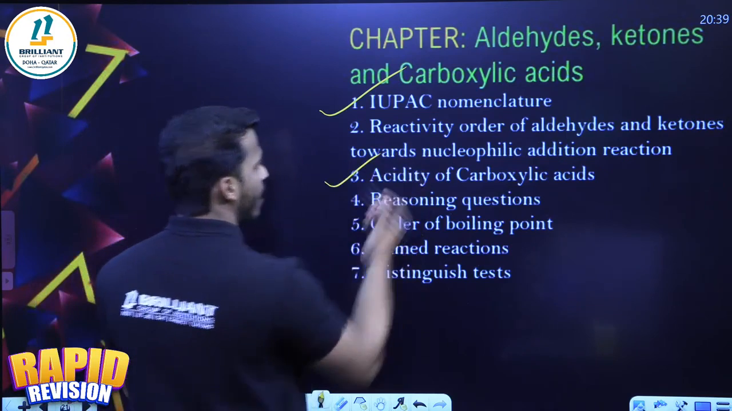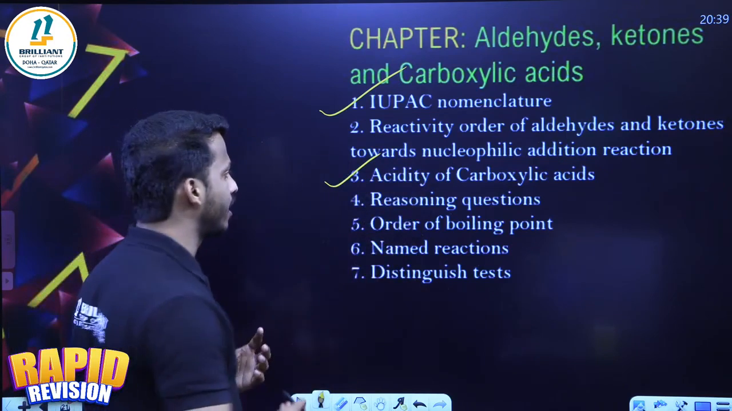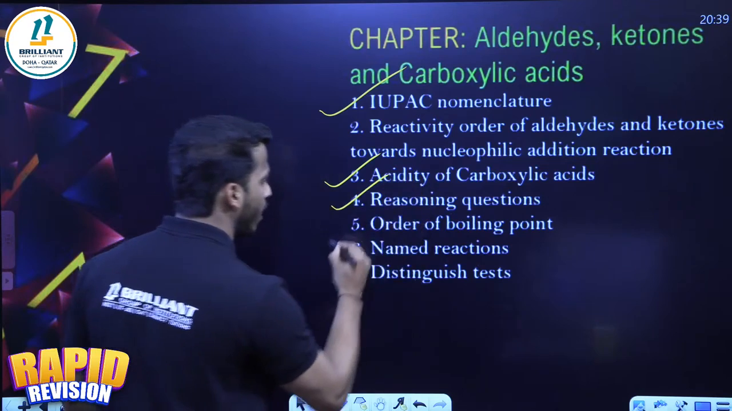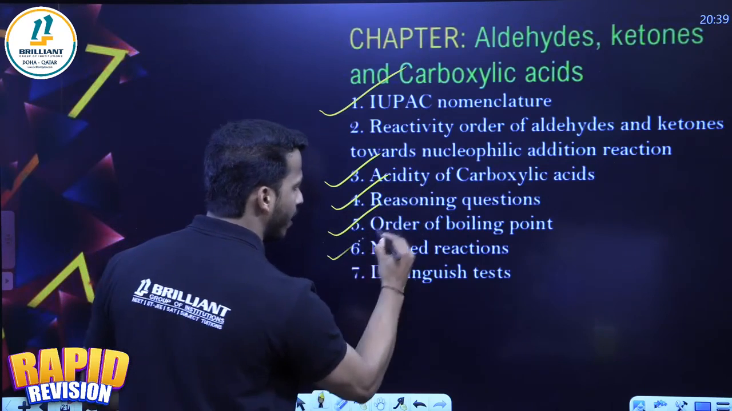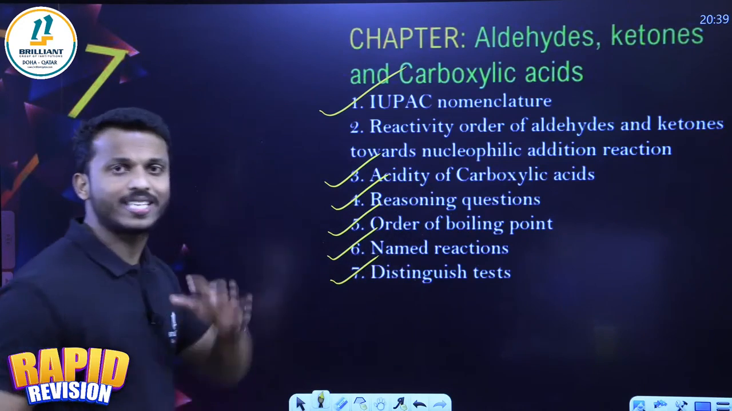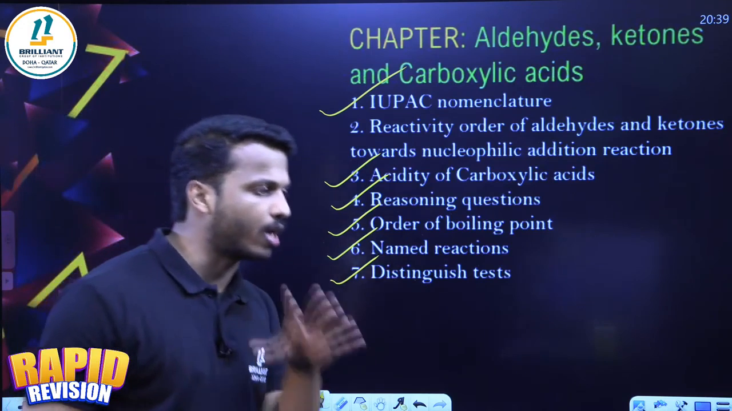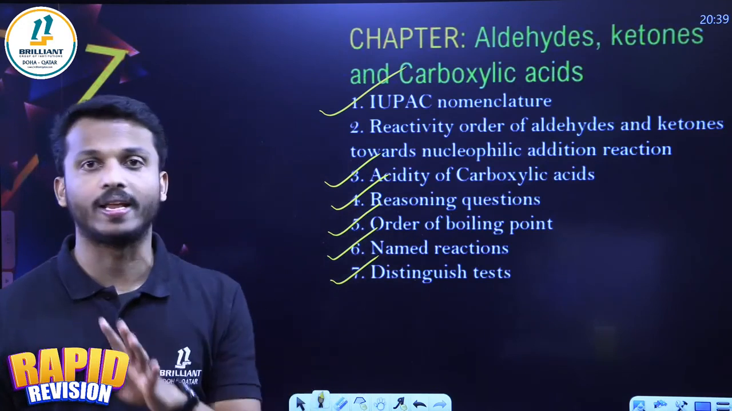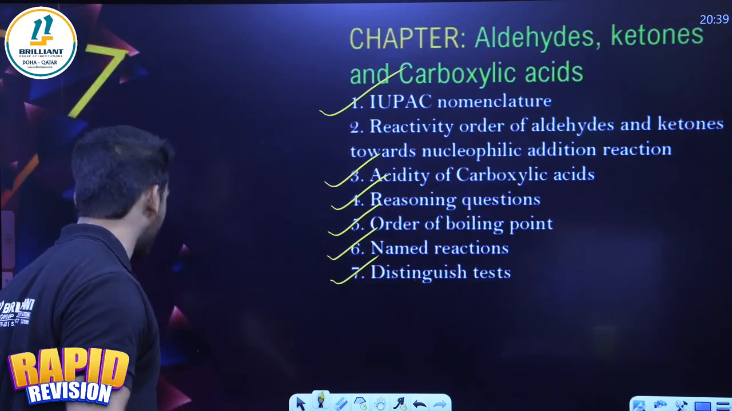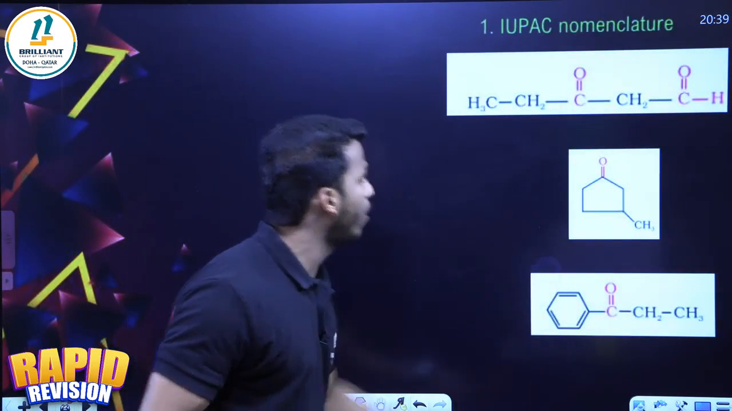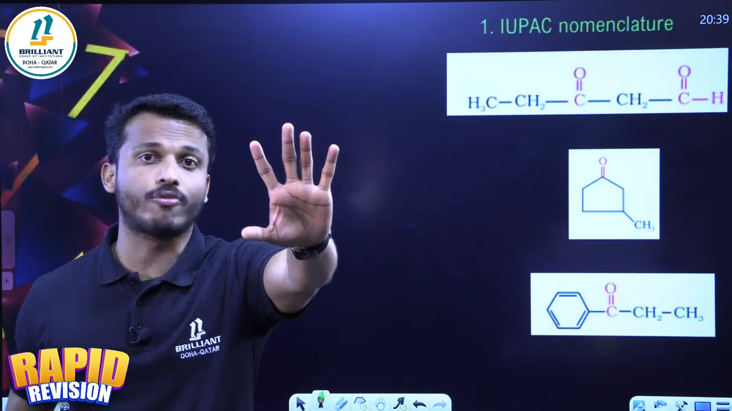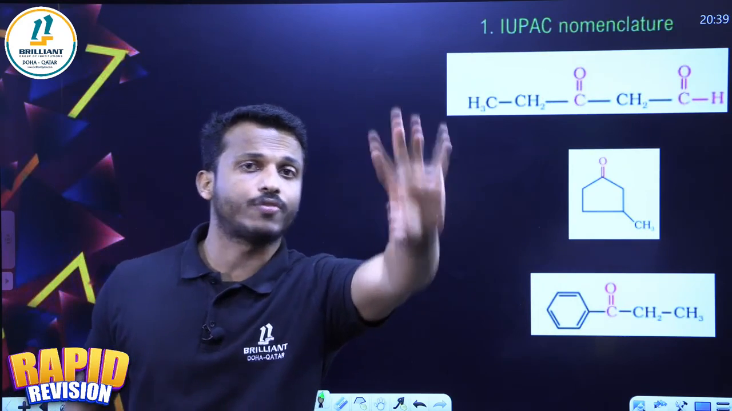And next one, the acidity order of carboxylic acids is an expected one. Reasoning questions, order of boiling point, named reactions and distinction tests. These are the main areas you have to focus on: aldehydes, ketones and carboxylic acids. Let's go for the naming, all of you. Hope you can answer so fast. Tell me the answer of the first question.